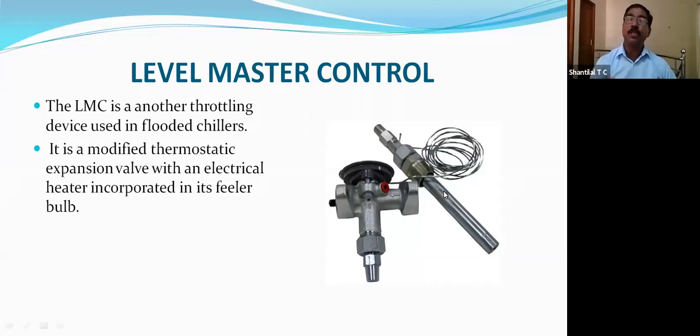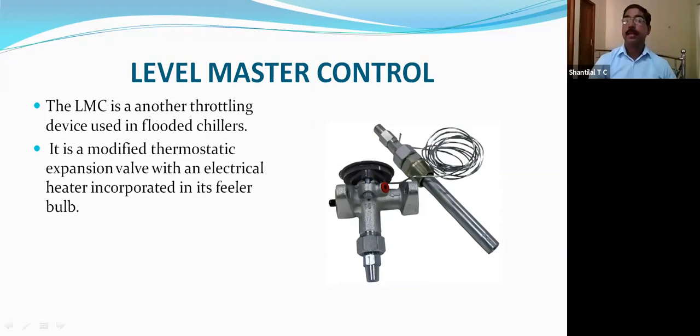It is a throttling device or expansion device used in chillers, that means bigger chillers. It is a modified, advanced version of the thermostatic expansion valve, in which the feeler bulb is combined with an electric heater. The electric heater is a small voltage type. This is the sketch of the LMC, level master control. I will explain with this sketch.